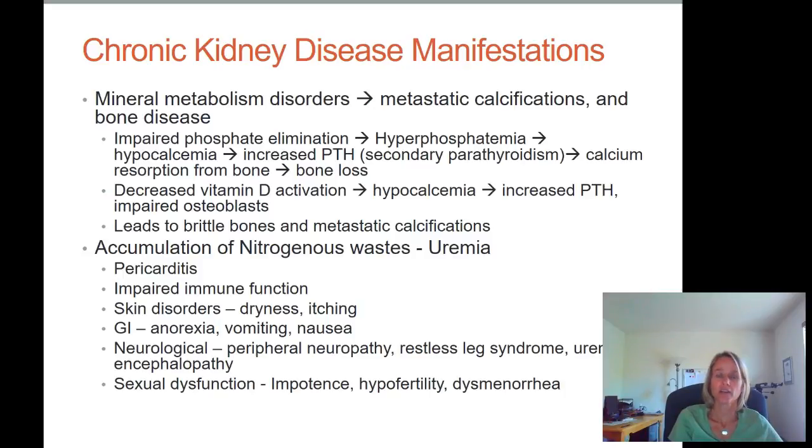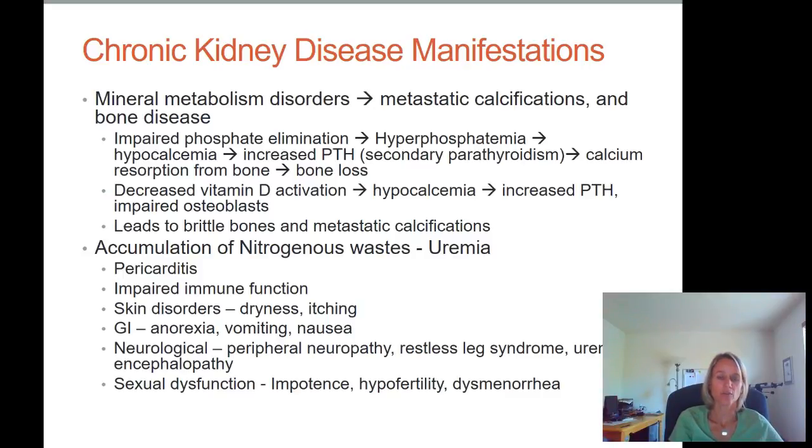Decreased vitamin D activation, because the kidneys function to activate vitamin D. If that is decreased, that can cause hypocalcemia, and that's going to increase parathyroid hormone. This is going to lead to brittle bones and metastatic calcifications. We can also have the accumulation of nitrogenous waste because the kidneys aren't getting rid of them, or uremia. And that uremia can lead to pericarditis, impaired immune function, skin disorders, including dryness and itching, GI disorders, including anorexia, vomiting, and nausea, neurological disorders.